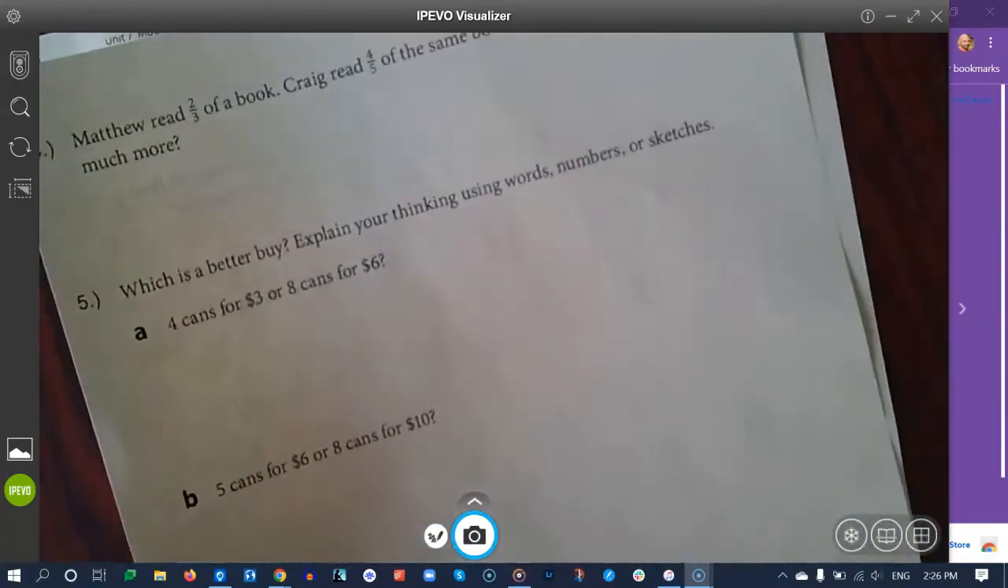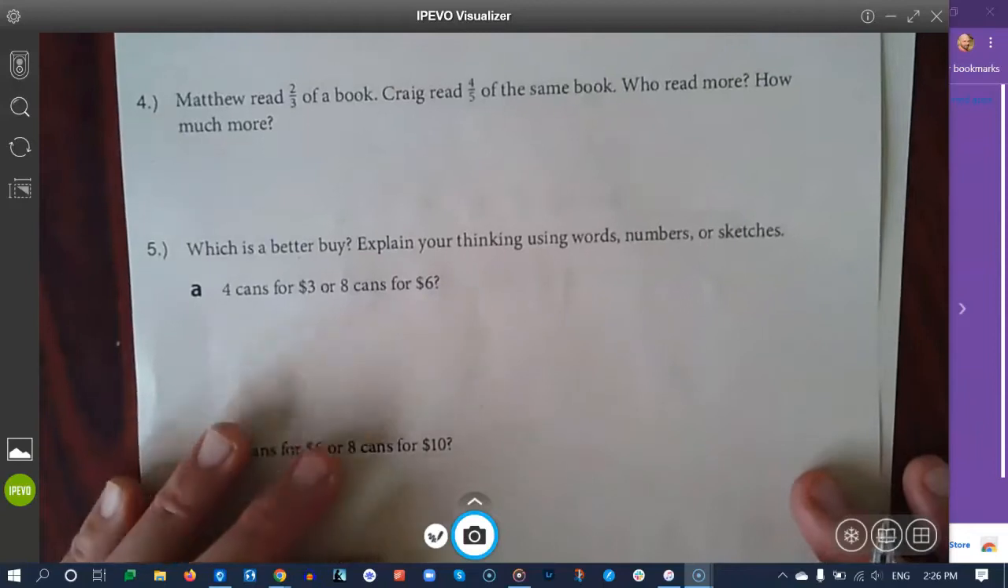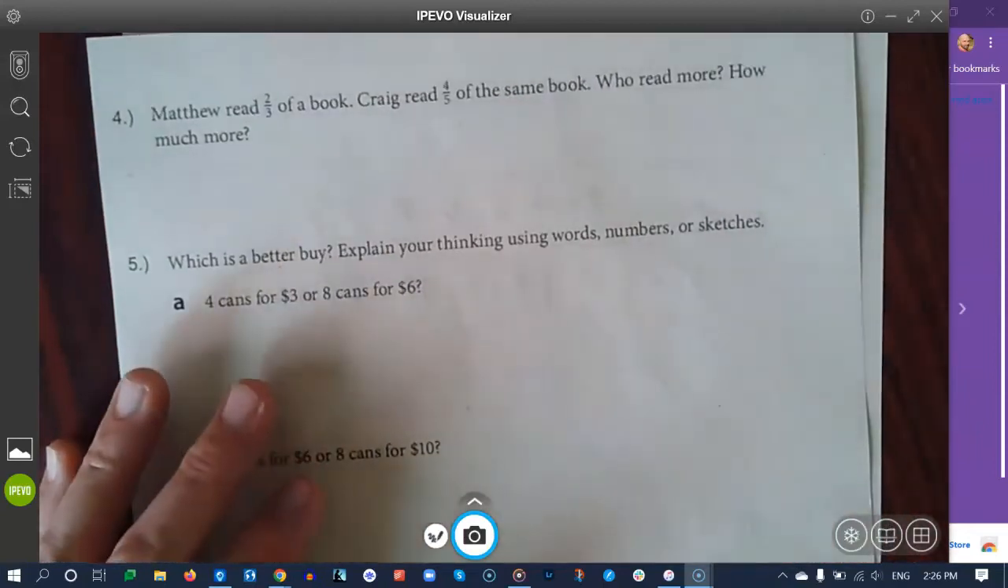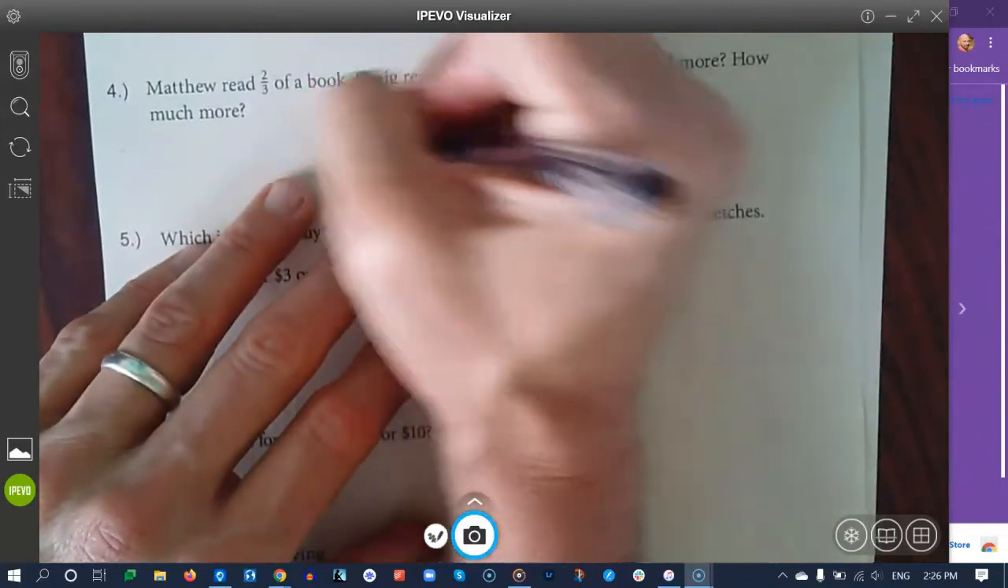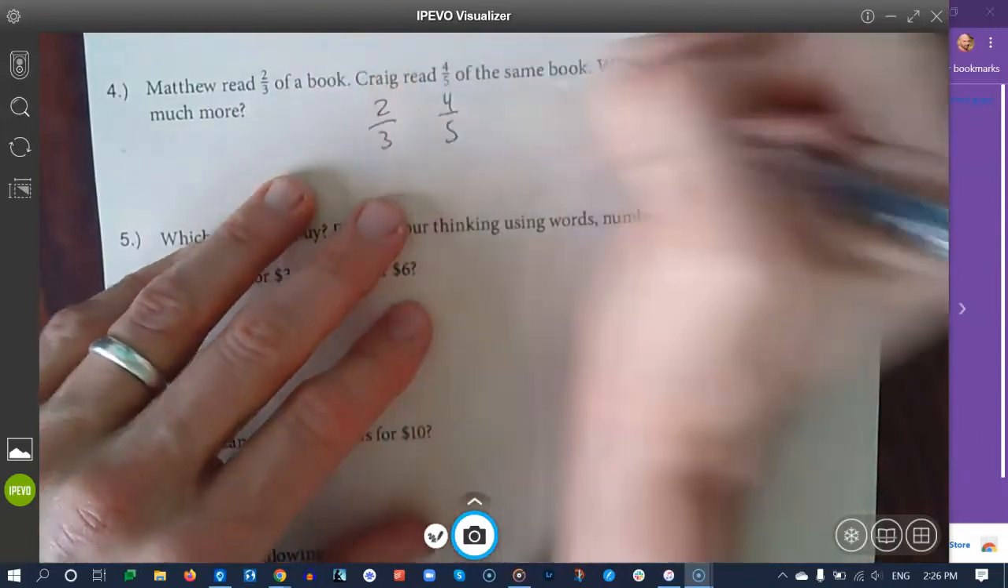On the back, Matthew read 2/3 of a book. Craig read 4/5 of the same book. Who read more? How much more? All right, so first we need to compare 2/3 and 4/5.